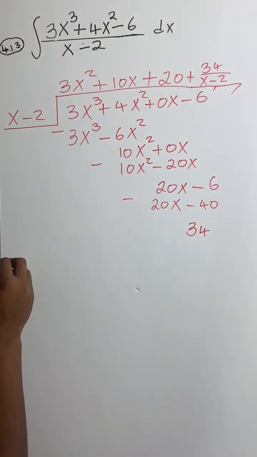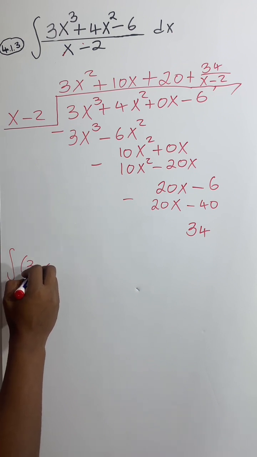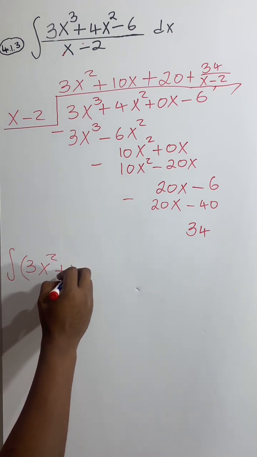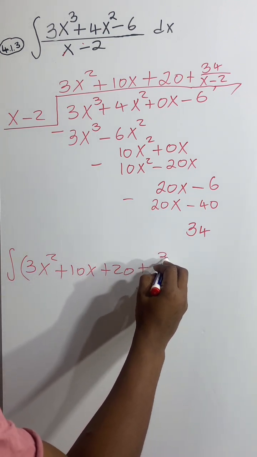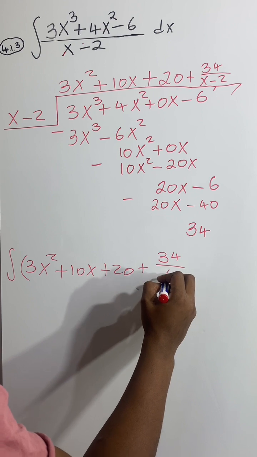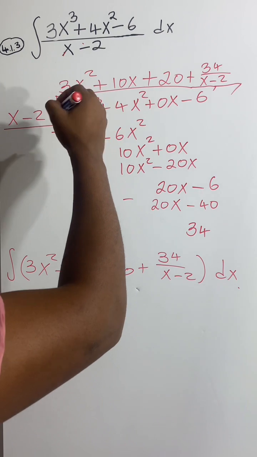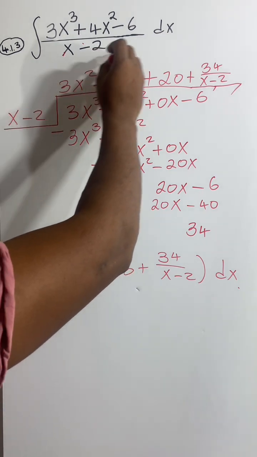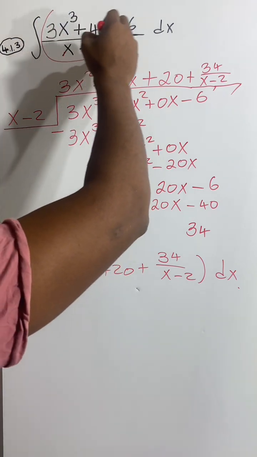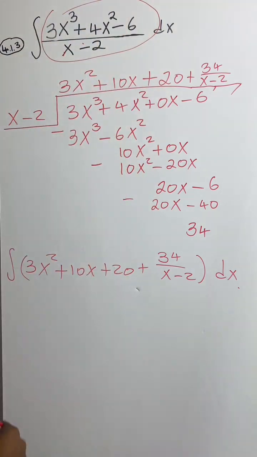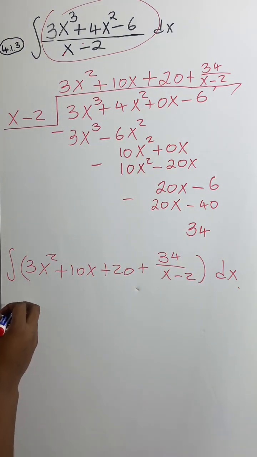So our integral is 3x squared plus 10x plus 20 plus 34 divided by x minus 2 dx. And again, you can substitute any number into this expression. If you substitute 8 in this expression and substitute 8 again in that expression, you should get the same answer, to prove that you didn't make any mistake with these steps.